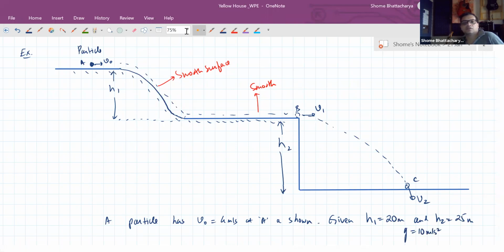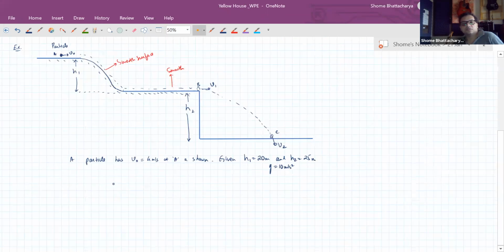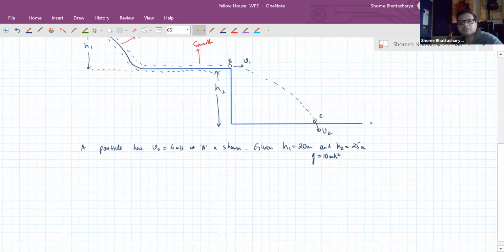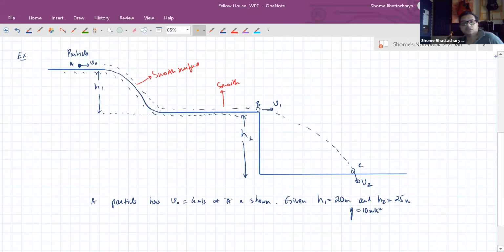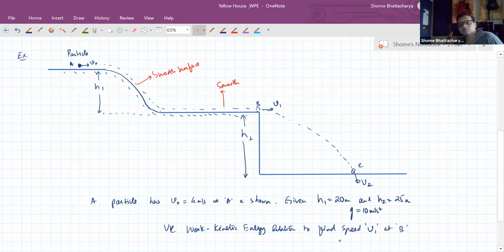square. Okay, so we have to apply the concept of work energy, apply the work kinetic energy relation to find the speed v1 at the point B, and then to find the speed v2 at the point C. Use the work kinetic energy relation. Okay, so just try this out.